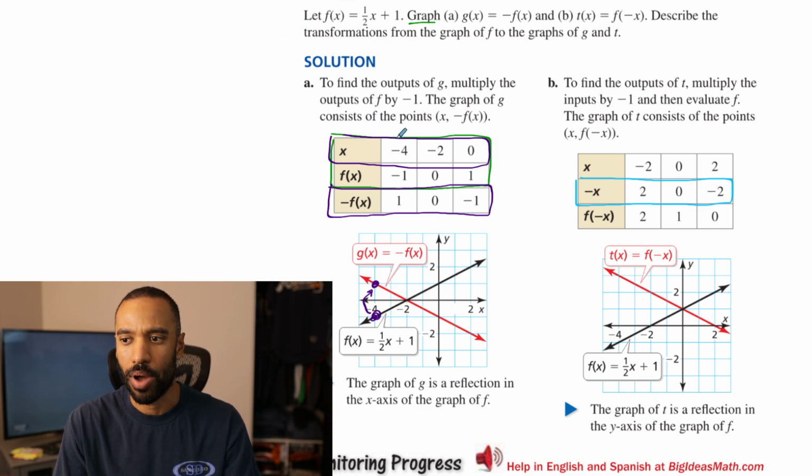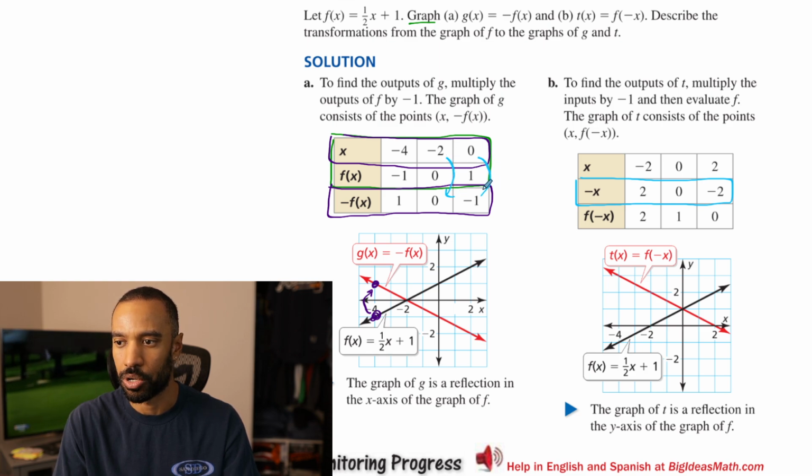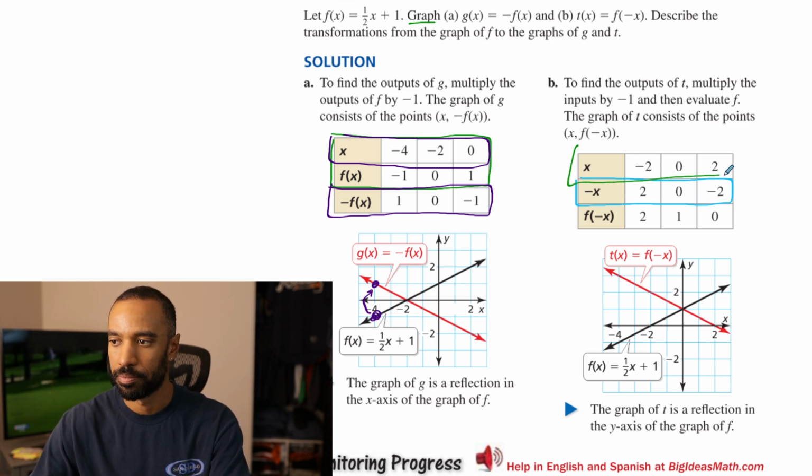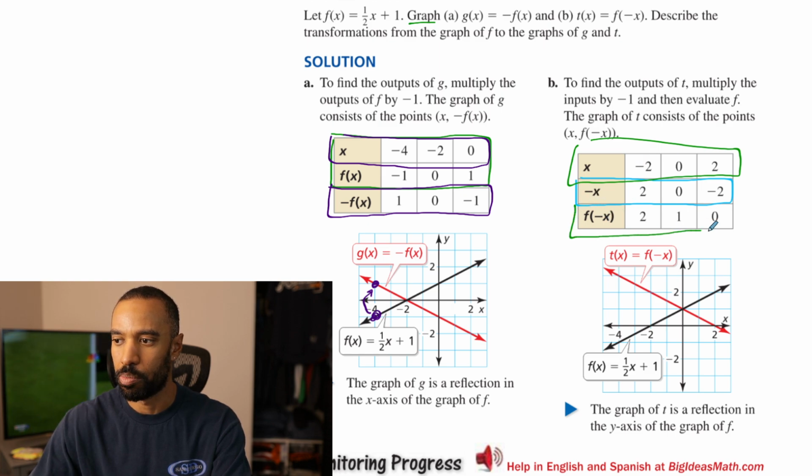Now you might be wondering, how's that any different from plugging in that negative 2 and getting 0 and plugging that 0 in and getting 1? How's that different from here? The difference is we're not using these x values. We're using these x values up here. We're still using this negative 2, but we're going to plot this one right here for the reflection.